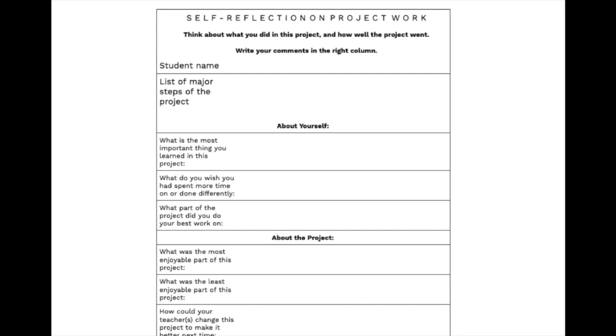Also, the students are required to do a self-reflection where they have to list the major steps of the project, and then they have to reflect about themselves: what was the most important thing they learned in this project, what they wish to spend more time on or wanted to do differently, and what parts of the project they did their best. Also, they should reflect on the project in general, like what were the most enjoyable parts of the project and what were the least enjoyable parts of the project.